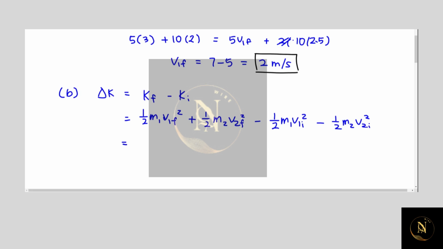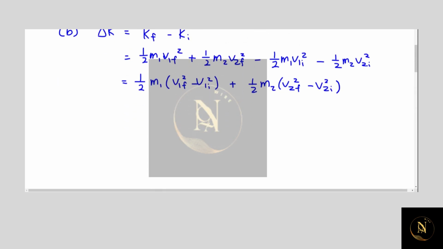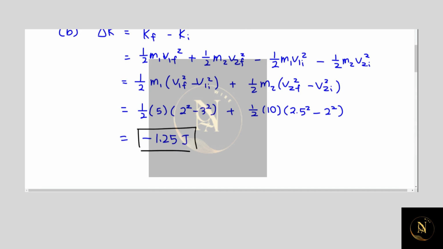Then you just put in the numbers. I'm going to put the M1 terms together. So half times 5 times 2 squared minus 3 squared, plus half times 10 times 2.5 squared minus 2 squared. So this is minus 1.25 joules. This is the change in kinetic energy.